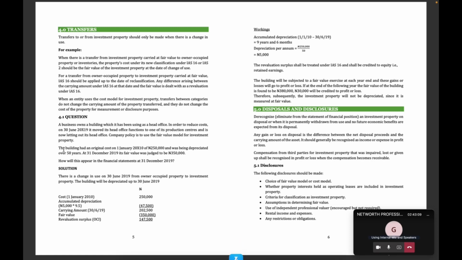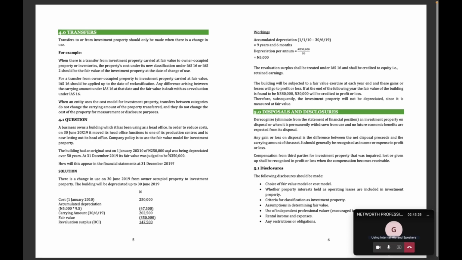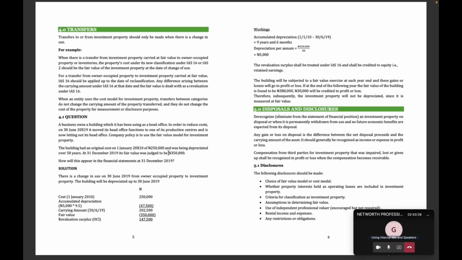In the next paragraph, it says the building had an original cost in January 2010 of 250,000 and was being depreciated over 50 years. And at December 2019, its fair value was judged to be 350,000. We are now asked, how would this appear in the financial statements as at December 2019?